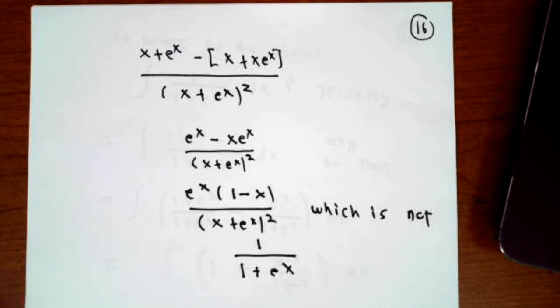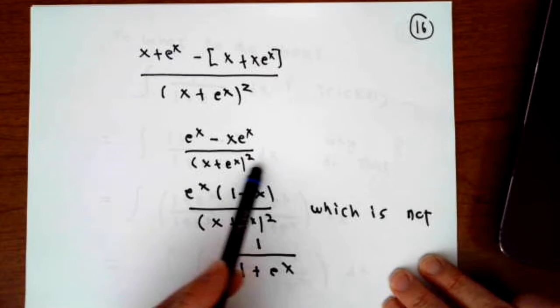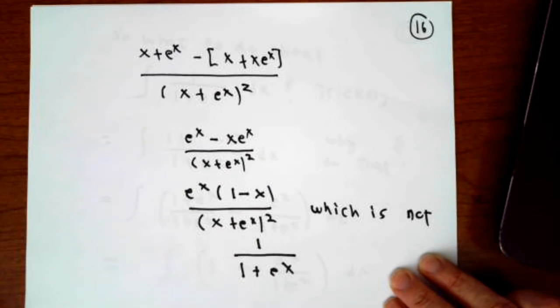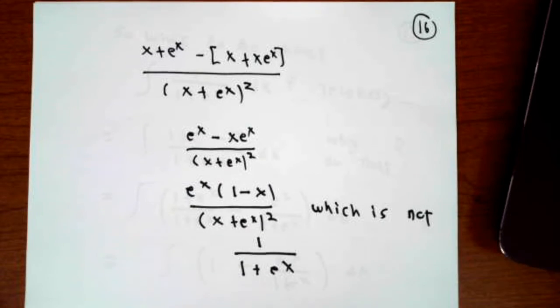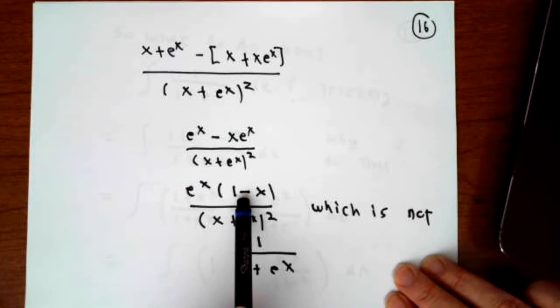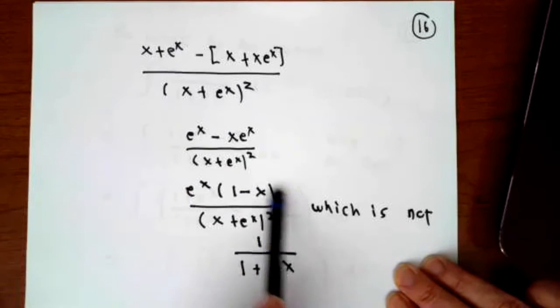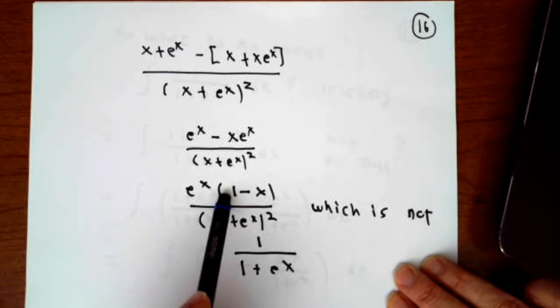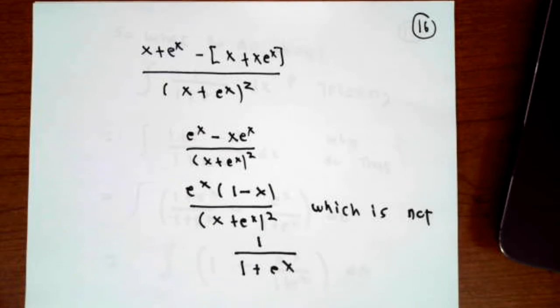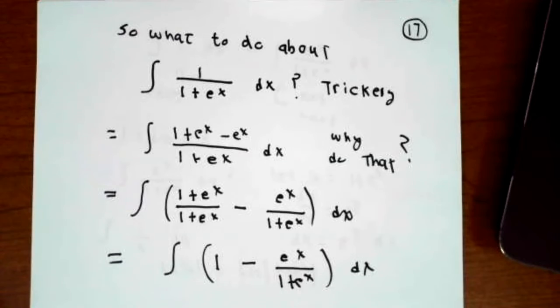Do the algebra and simplify, and you find out that the derivative of your alleged answer is this messy thing, and that certainly is not 1 over 1 plus e to the x, because 1 over 1 plus e to the x is always positive, since e to the x is. But if x were bigger than 1, this number would be negative. There's no way these things can be the same thing. So what are we supposed to do? We have to do trickery, that's what.